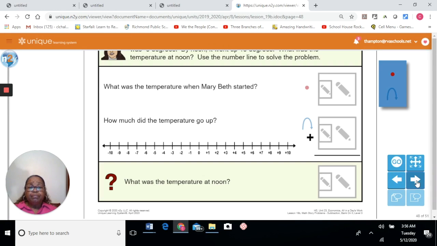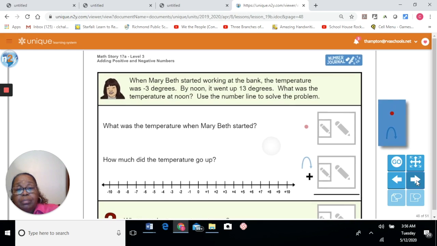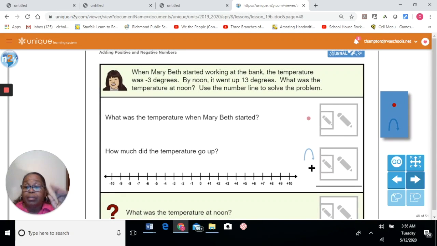Let's do another one. Let's see what happens. Let's read the problem. You can probably do this by yourself. You probably don't need me anymore. Let's see. When Mary Beth started working at the bank, the temperature was -3 degrees. By noon, it went up 13 degrees. What was the temperature at noon? It went up. So it started at -3 and it went up 13 degrees. So here we have, what was the temperature when Mary Beth started? It was -3.